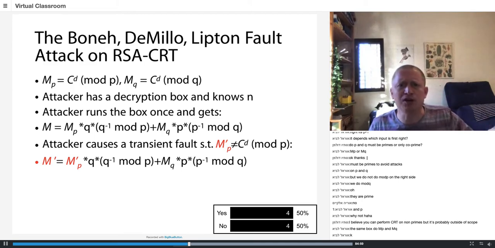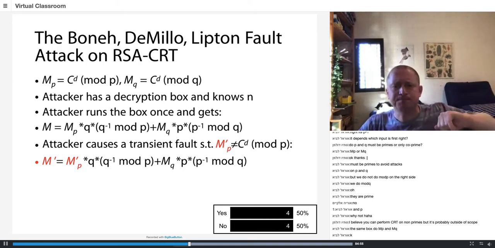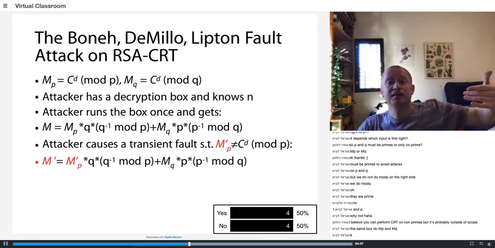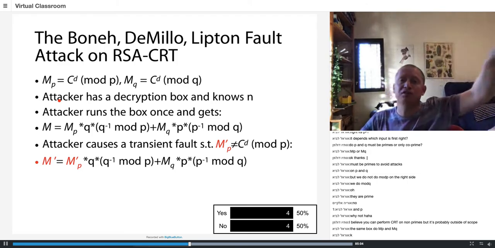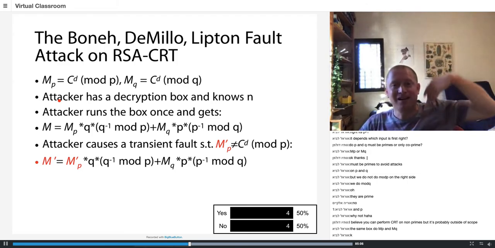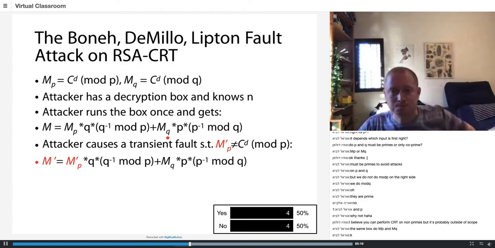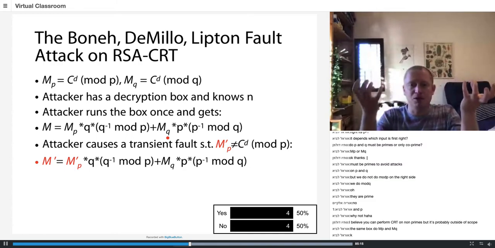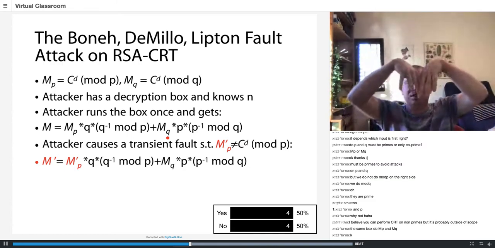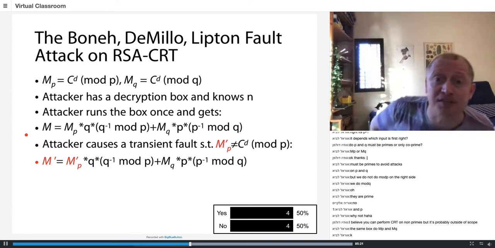And how does this box work? It takes C, reduces it modulo P, calculates C to the power of D modulo P, which is M sub P, and then it takes the C, reduces it modulo Q, and creates M sub Q, C to the power of D modulo Q. And these two intermediate operations, M sub P and M sub Q, are combined using the Chinese remainder theorem to get M. This is what the box does.